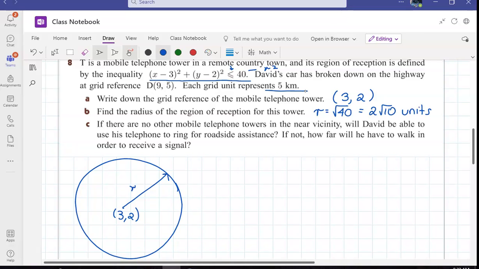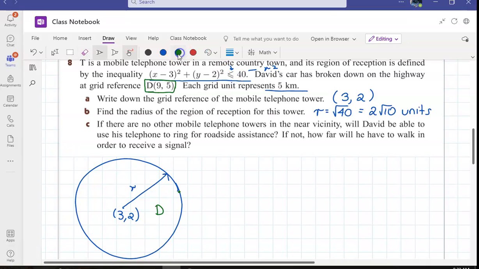So where is Dave? Hello, Dave. He's at 9.5. Now, I don't want to draw this to scale. That's annoying. Agreed? So if 9.5 is in here, Dave would get reception. Agreed? If 9.5 is there, would he get reception? Because it is less than or equal to. If it was just less than, would he get reception? Good, no.